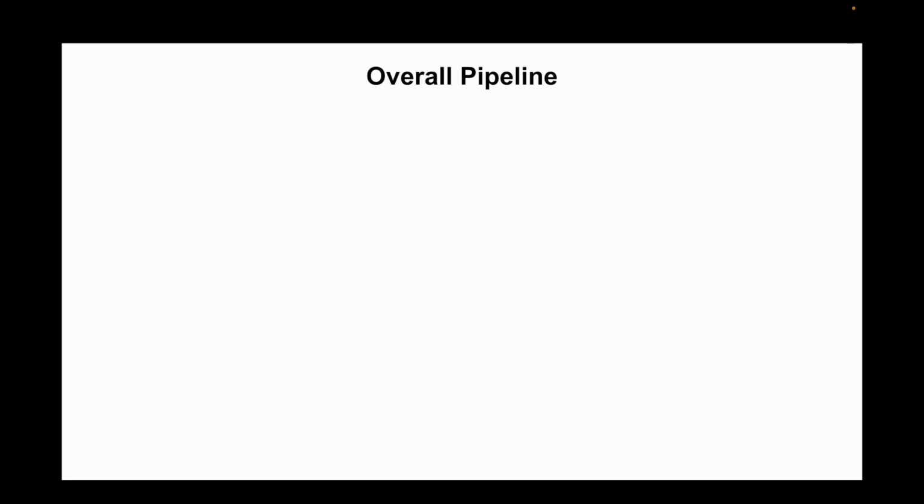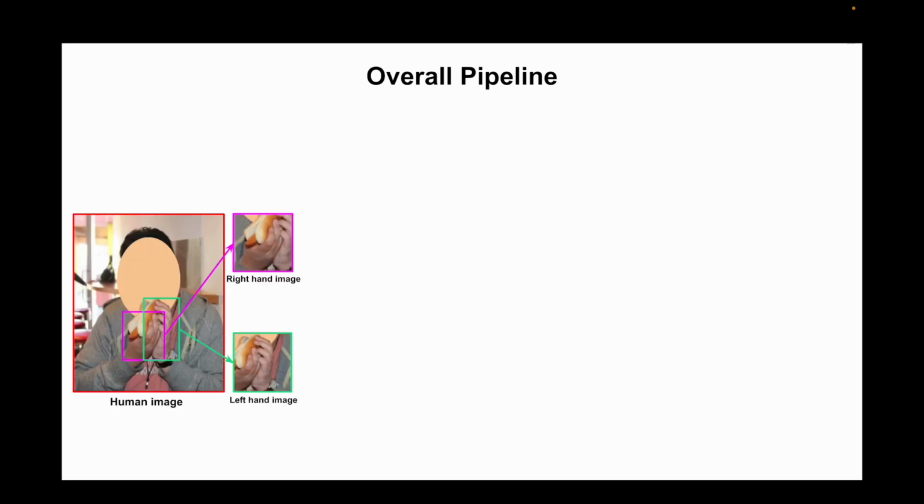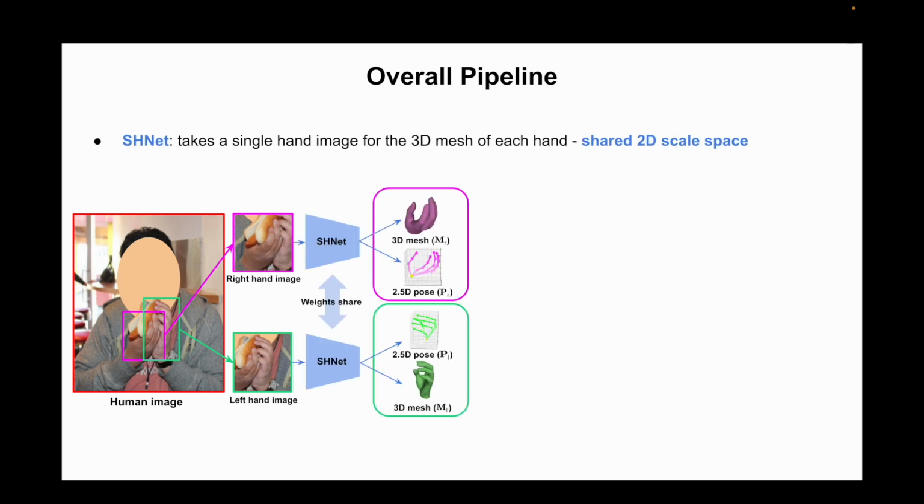Let me show the overall pipeline of the proposed system. From a human image, we detect hand boxes. Each hand is cropped and resized and passed to SHNet, which takes a single hand image regardless of whether they are interacting or not. Therefore, inputs of SHNet are in a shared 2D scale space.